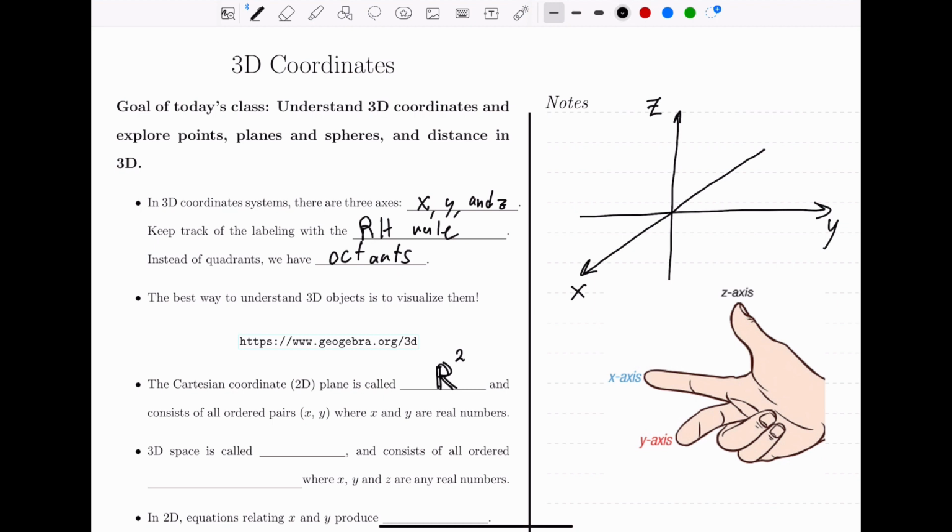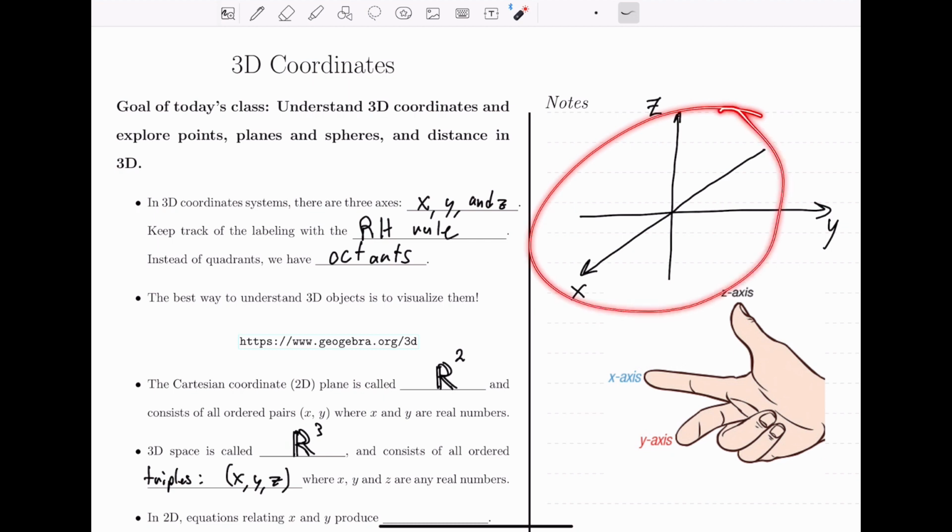3-dimensional space is called R3. And instead of consisting of pairs, 3-dimensional space consists of all ordered triples. X, y, z. All the different places in the 3-dimensional space can be described with a 3-dimensional point, a triple. X, y, and z can be any real numbers, and this describes all of the 3-dimensional space.